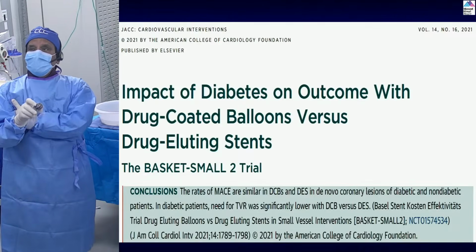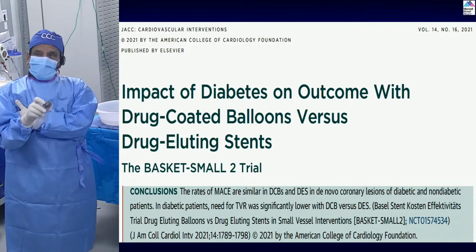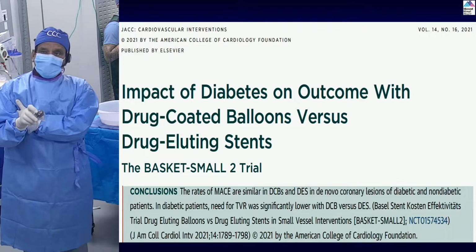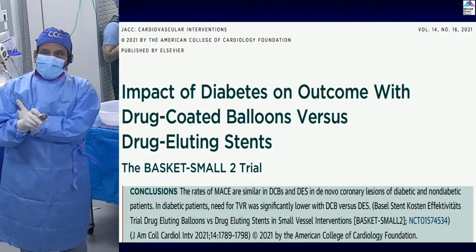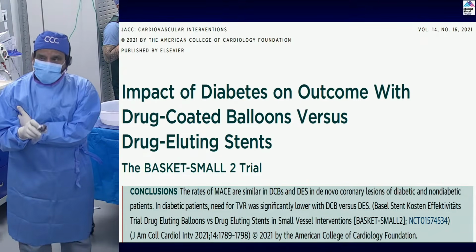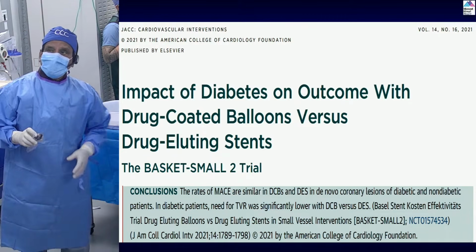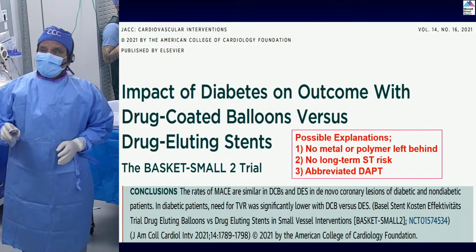So clearly, the rates of MACE were similar in the drug-coated balloon and DES groups, in diabetic and non-diabetic patients. In diabetic patients, the need for TVR was significantly lower with the drug-coated balloon versus DES. So this was BASKET-SMALL 2. Now the question is, why is that?